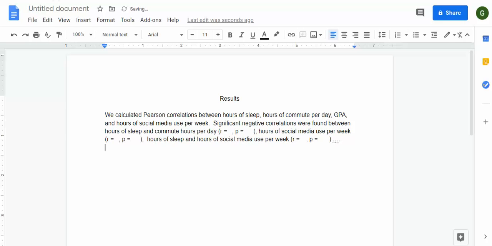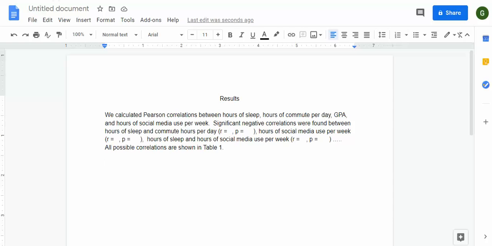So far we have the opening sentence, we have the sentence that lists out our significant negative correlations, and then we just need a closing sentence that says all possible correlations are shown in table 1, because you'll have a table at the end of your paper, and this just refers the reader to see all of the correlations in the table, even the ones that weren't significant.